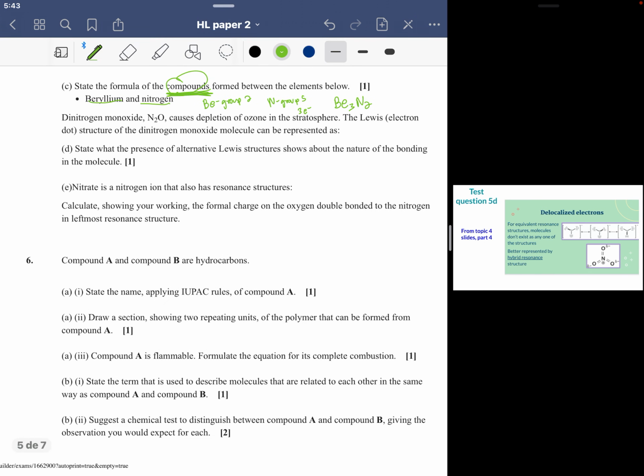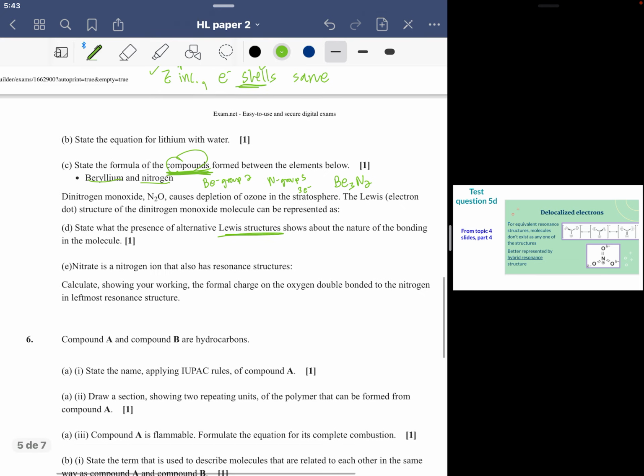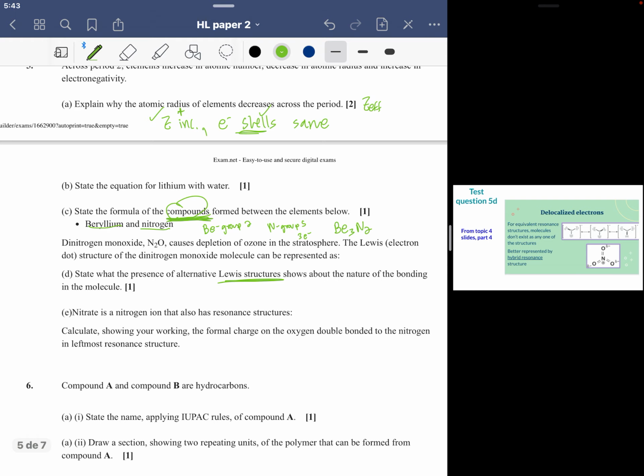This was kind of a mix in D here, but the Lewis structures that we saw in this case were equivalent Lewis structures. Equivalent Lewis structures always mean delocalized electrons. So the key there was saying delocalized electrons. Some people were just telling me that there's Lewis structures. True, but the question asks you about bonding. How do the bonds work? The bonds work in that the electrons are delocalized. They're not concentrated in one single bond, they're moving freely throughout the structure.